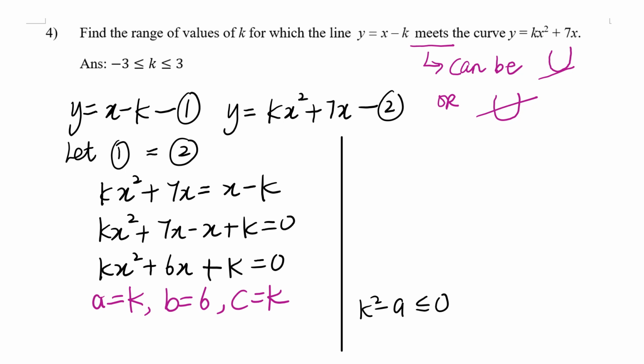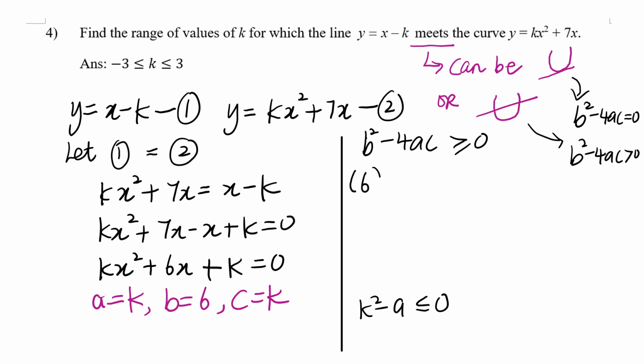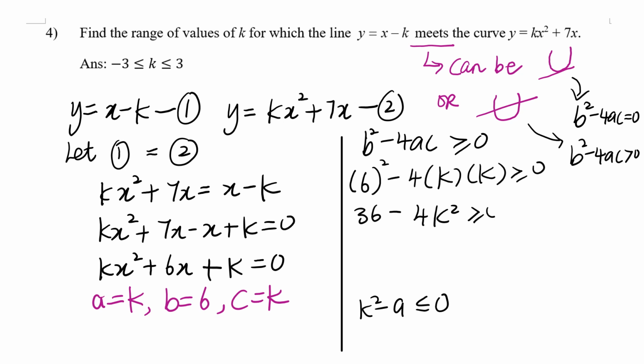That is fixed information, so you can just use it. You can just use b squared minus 4ac. You combine both of them, and you get b squared minus 4ac more than or equal to 0. You plug in the values for b, a, and c, and you end up getting a quadratic inequality.